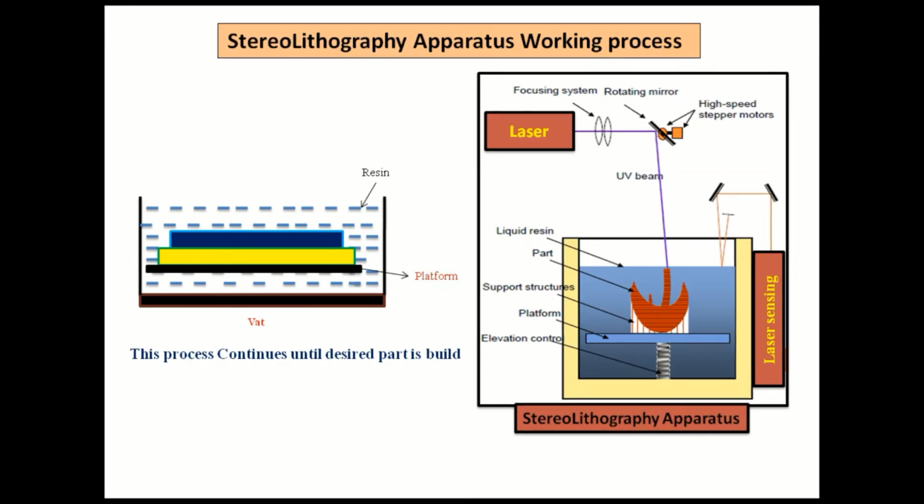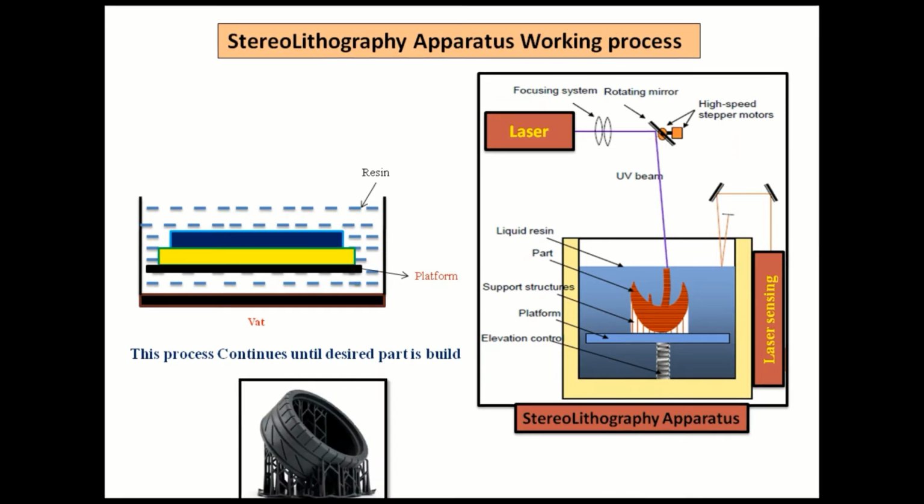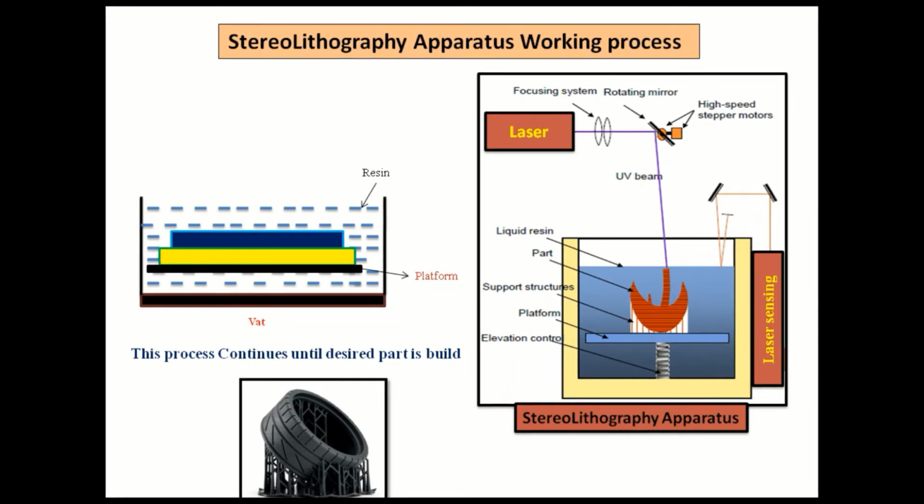What is after the final process? For example, here I am giving a picture that is the manufacturing of a tire using this same apparatus, but here the tire is constructed with some unwanted materials, because this unwanted material is a supporting structure.